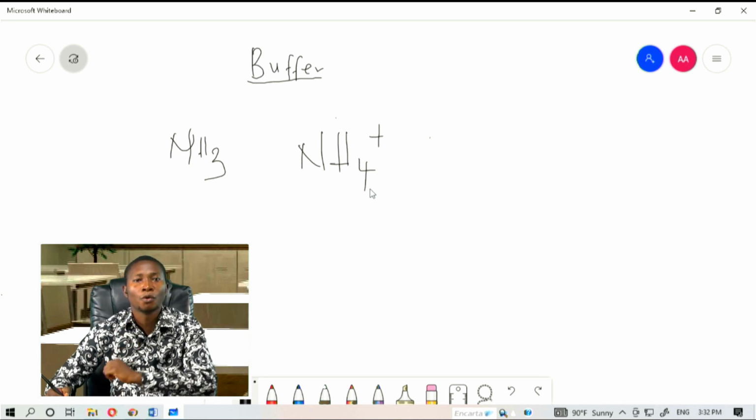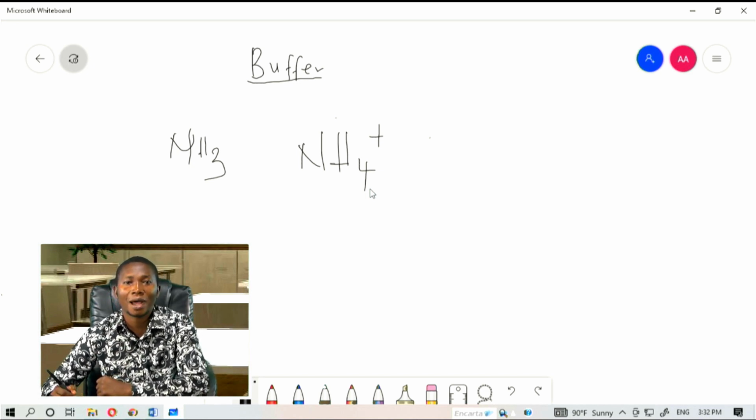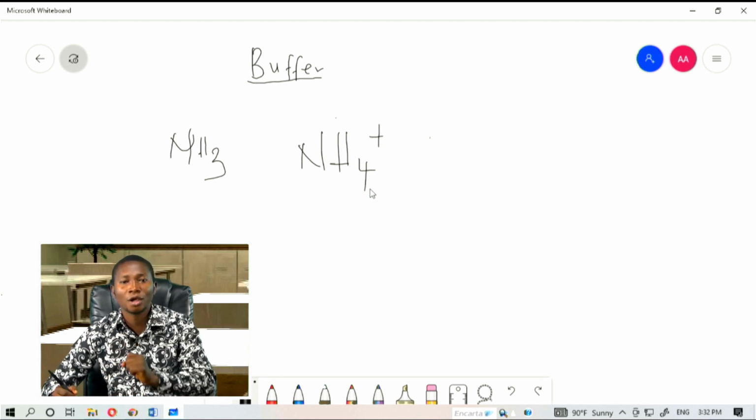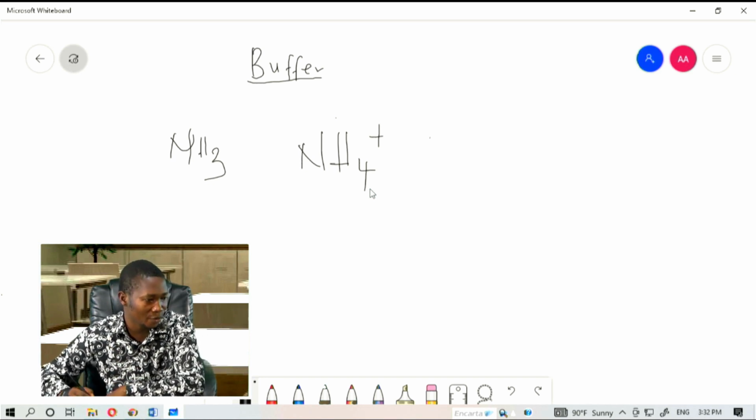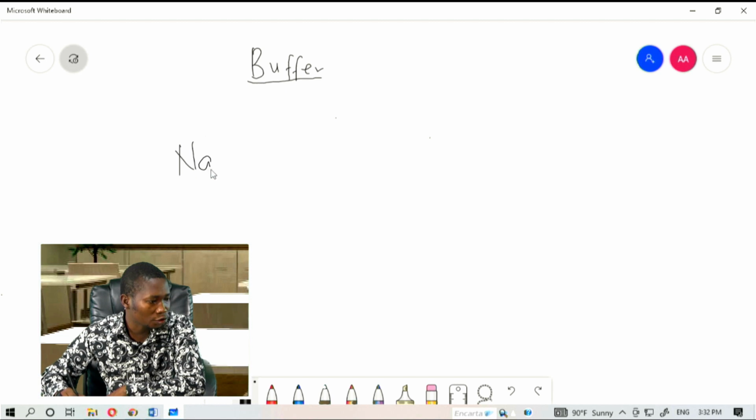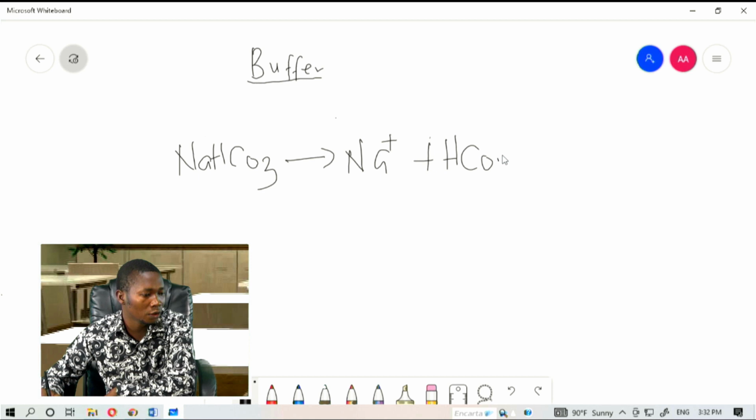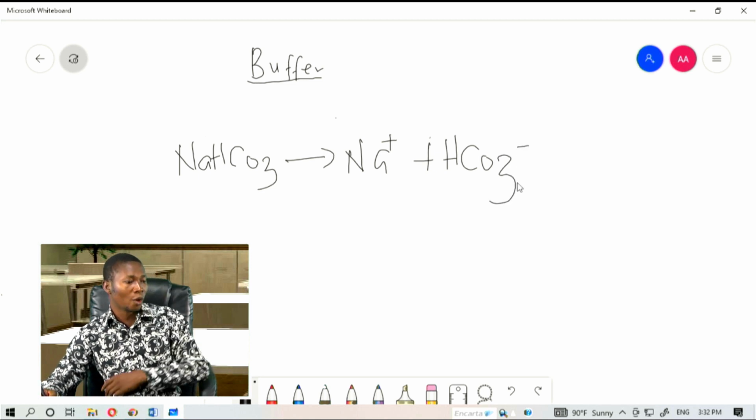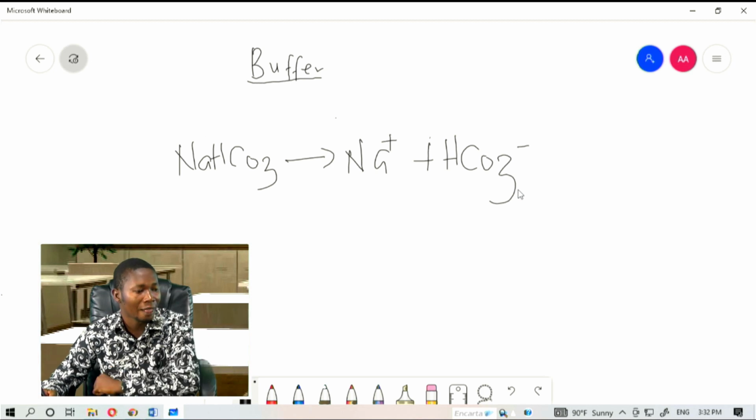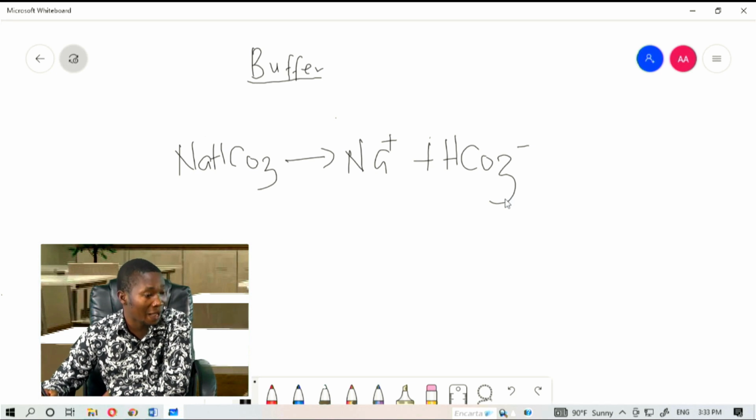Now let's move to the mechanism of a buffer system, and I said a good example is sodium bicarbonate. Let's see how it works. Sodium bicarbonate, NaHCO3, when it dissociates, will give us sodium plus and HCO3 minus. This HCO3 minus is the bicarbonate.